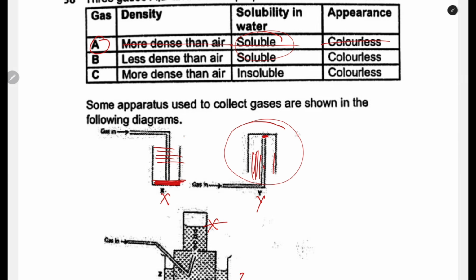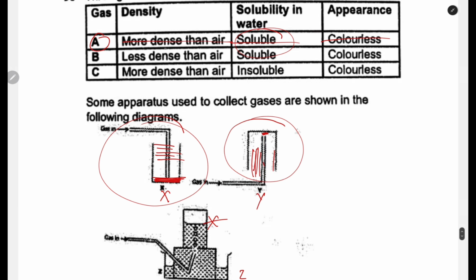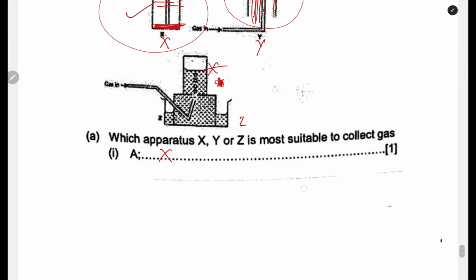And now if you look at this, this is the method that we talked of that can be used to collect carbon dioxide. Now, is carbon dioxide soluble in water? It is slightly soluble in water. So this gas cannot be collected by this method, but we need the method that requires the gas that is denser. So it can be collected by X. This one can be collected by method X.